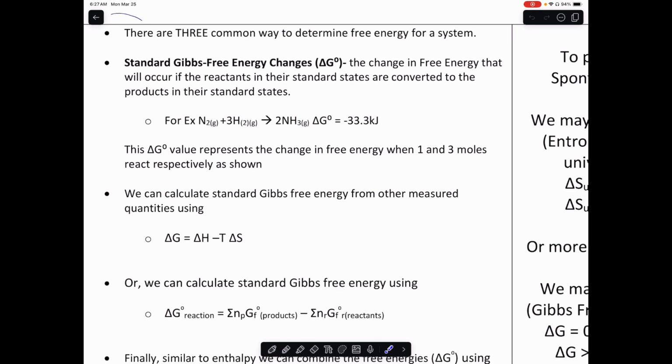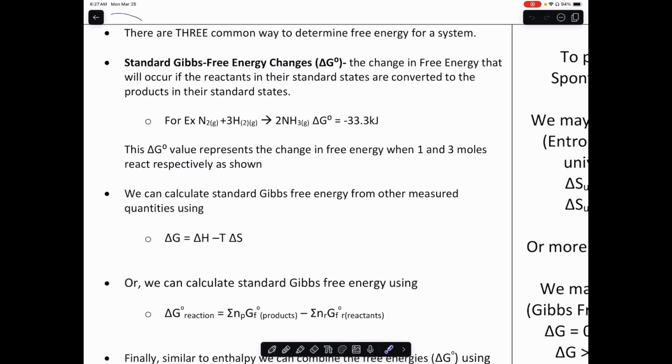This value is often reported in kilojoules. That's the most common unit. And for some reason, it's not written kilojoules per mole, but it is. It's always kilojoules per mole. So when you see this value, you need to know that it's the free energy associated with this respective number of moles, the 1 and the 3 moles of reactants, and the 2 moles of product as shown. If for some reason a coefficient was multiplied by that, then a coefficient would need to be multiplied by the free energy as well.